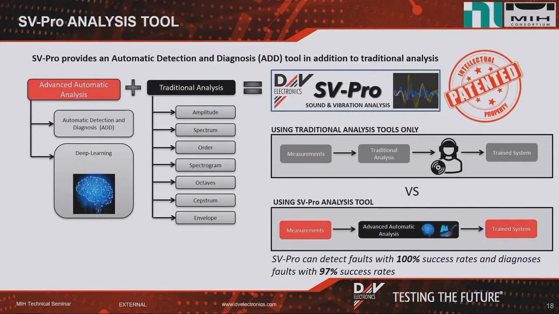We talked earlier about the SV Pro analysis tool. This just gives you a little bit more of an insight. You've got the traditional analysis of a signal: spectrum analysis, amplitude, spectrograms, etc. You can do automatic detection and diagnostics along with deep learning. So when you combine the two, it provides some additional insights into a good or a bad part that may or may not be detected through some of the other tests. And it just offers a really alternate way of getting some good qualitative insights.